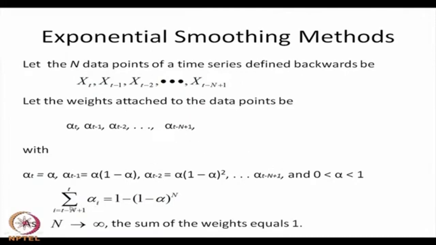So, the sum of the weights will be alpha plus alpha into 1 minus alpha plus alpha into 1 minus alpha square, and so on and so forth. If n tends to infinity, then this quantity is nothing but alpha divided by 1 minus 1 minus alpha. It is a geometric progression series with a progression ratio equal to 1 minus alpha, which is greater than 0. Therefore, when we add it up, it will be alpha divided by 1 minus 1 minus alpha, and that will become 1.